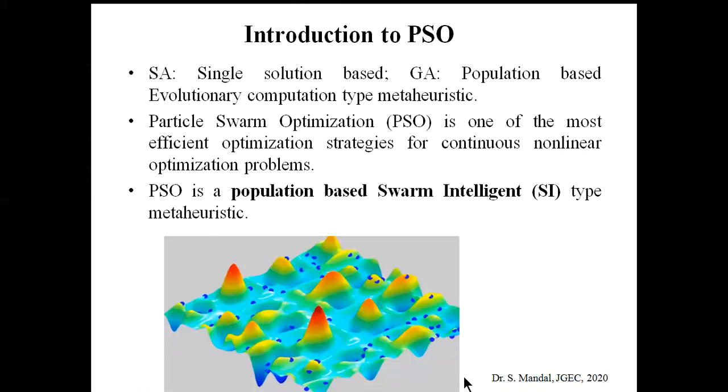Now let's move to the first slide, which is the introduction to PSO. Before starting with what is PSO, let's revise the earlier algorithms which have been discussed in earlier classes. We have already discussed simulated annealing and genetic algorithm. Simulated annealing is a single solution based metaheuristic. That means this algorithm is initialized with a single solution, and during the iterations this single solution is gradually updated and tries to reach the global optimal solution point.